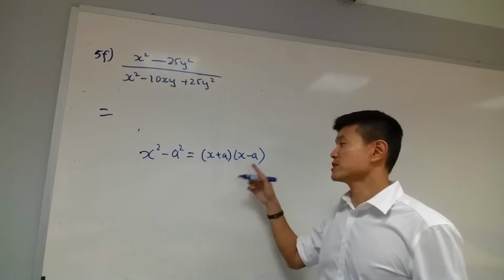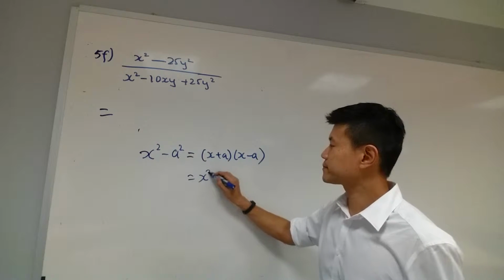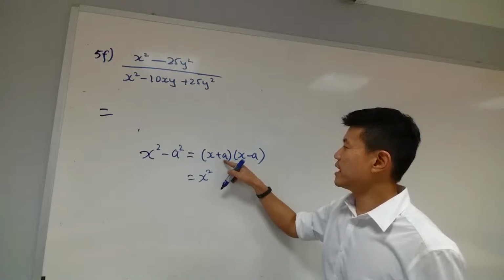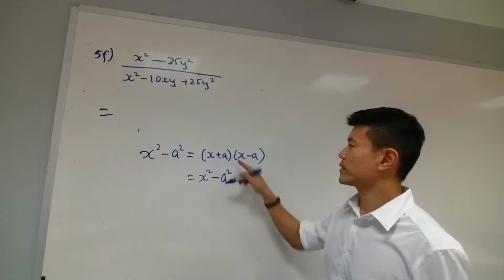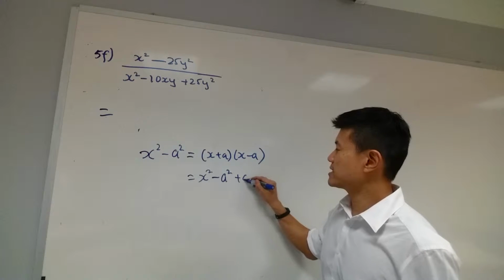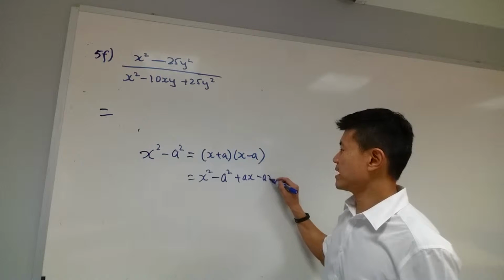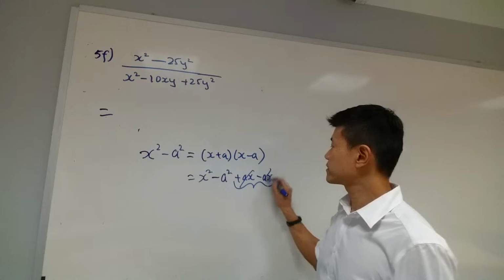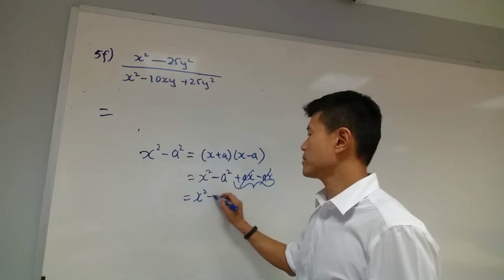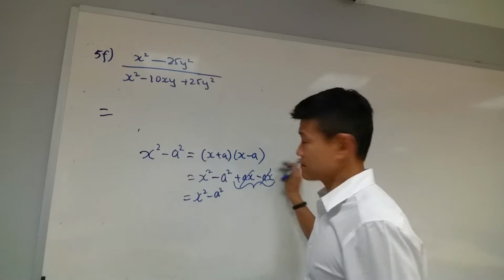If you don't believe me, you can expand it out. x times x is x squared. a times negative a is negative a squared. a times x is plus ax. And x times negative a is negative ax. And these last two terms will cancel off, and I'm left with x squared minus a squared. So it works, just to be sure.